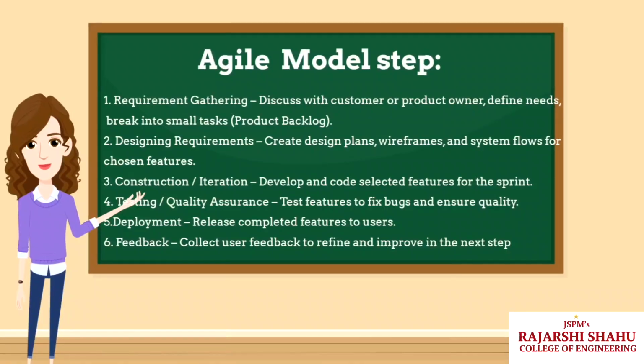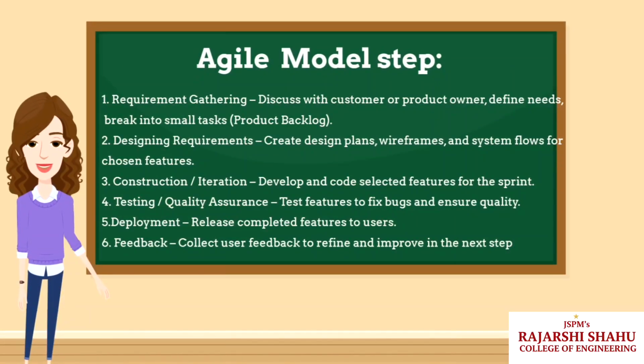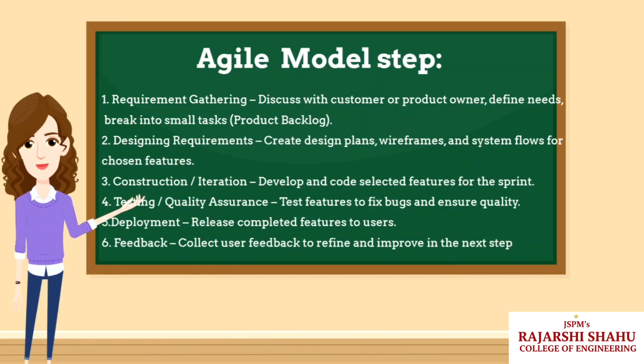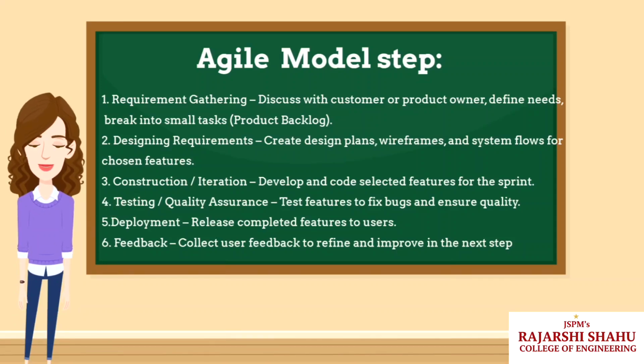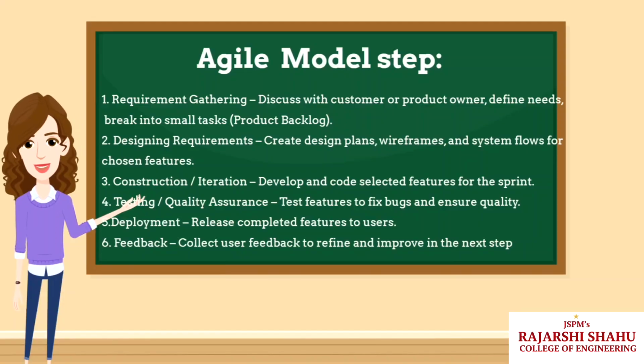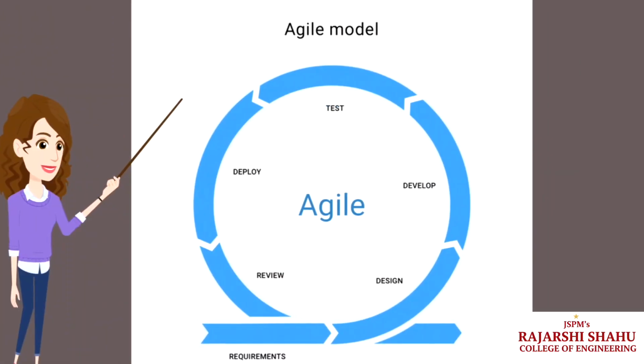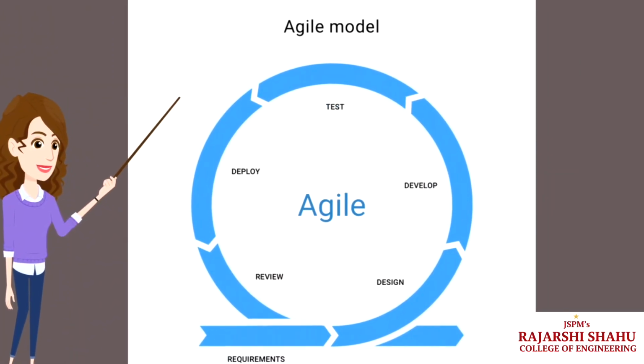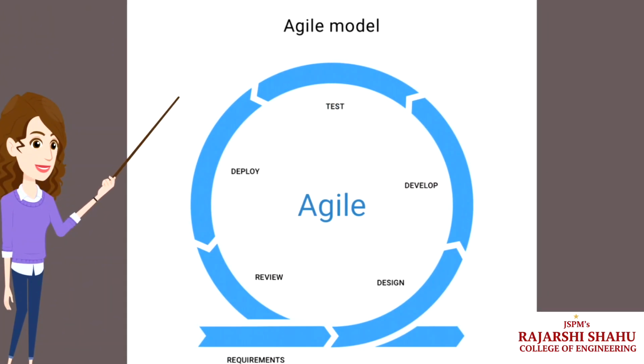Agile steps start with gathering requirements and designing solutions, followed by developing and testing features. After deployment, user feedback is collected and used to refine the product in the next sprint, ensuring continuous improvement. The Agile model is a continuous cycle that starts with gathering requirements, followed by design, development, and testing. The completed features are reviewed, deployed to users, and refined based on feedback, repeating the process for each iteration.